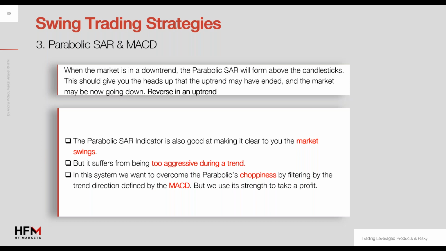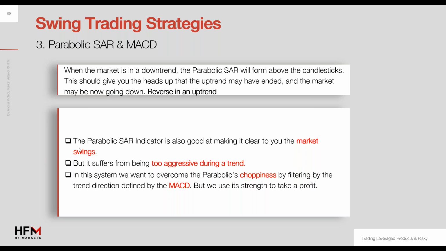Yesterday we have seen the simple moving average in combination with RSI. We had seen Fibonacci retracement, and that's pretty much it. Yes, so this is the third indeed. So now the third swing trading strategy is a combination of Parabolic SAR and MACD.